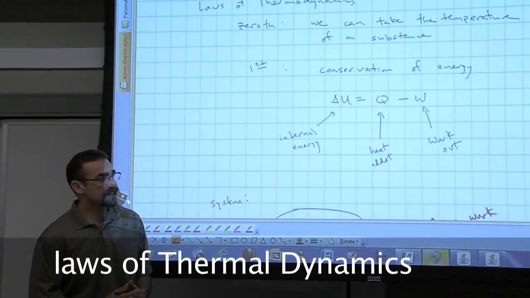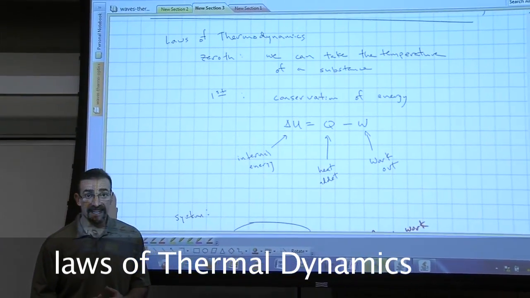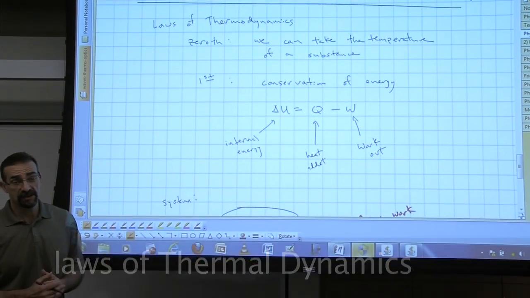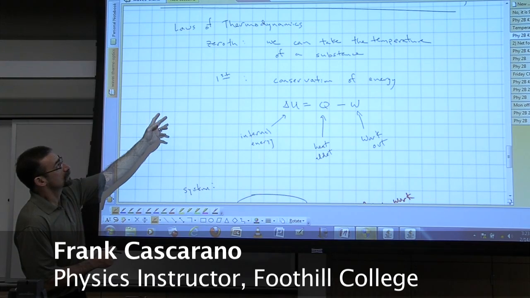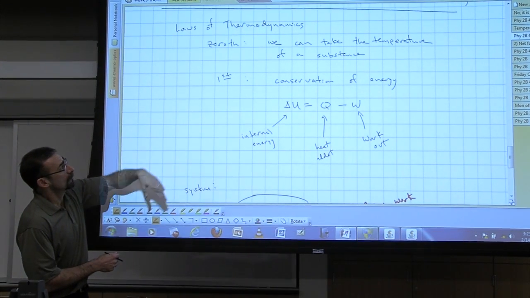I wanted to give you a brief introduction into thermodynamics, and then I've got a worksheet that'll get us a little deeper into it. What we're going to do is introduce the first law and the Zeroth Law.